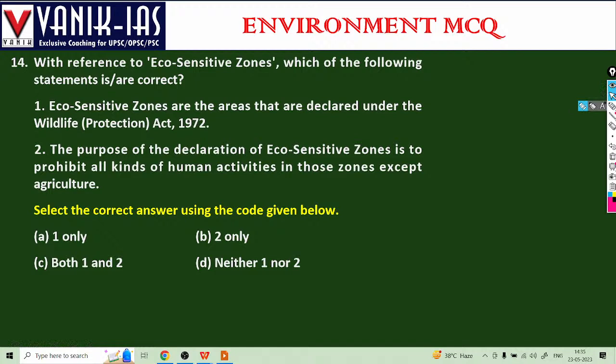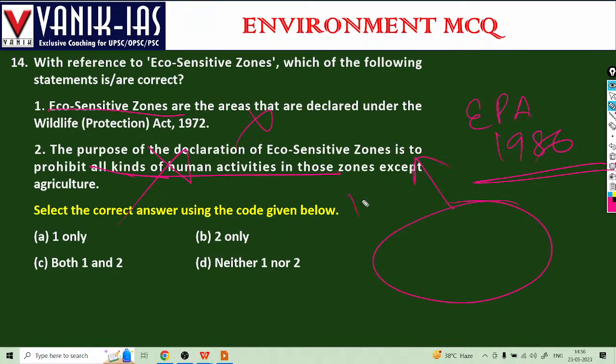With reference to eco-sensitive zones, consider the following statements. Eco-sensitive zones are those areas declared under the Wildlife Protection Act 1972. No, see, why eco-sensitive zone? It talks about environment, it's not talking about wildlife, so this is wrong. It is declared under the Environment Protection Act 1986. It protects the environment. The purpose of the declaration of eco-sensitive zone is to prohibit all kinds of human activities. No, it is not to prohibit all kinds of human activities. It allows certain agricultural practices and collecting biomass for local people, but new structures, industrialization or large projects are prohibited if an area is declared as eco-sensitive zone. Generally, around 10 kilometers from a national park is declared as eco-sensitive zone. So option one only is the right answer.